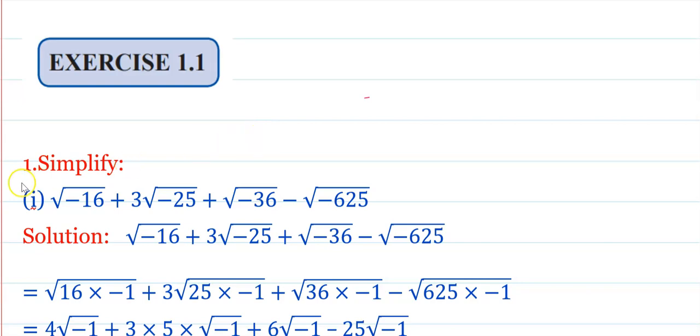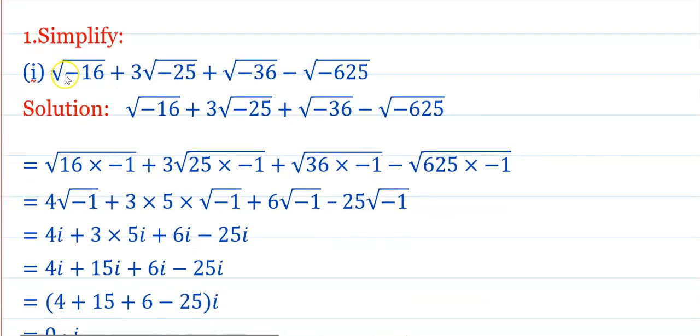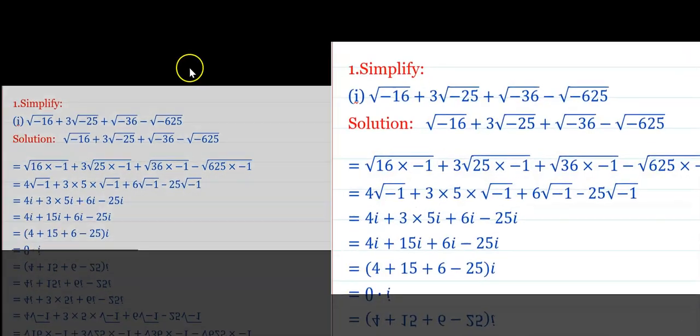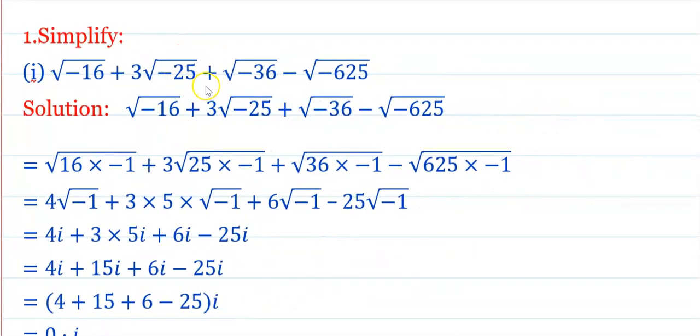Now let us start. Simplify root of -16 plus 3 times root of -25 plus 3 root of -36 minus root of -625. Okay, now this can be written as root of 16 into -1, plus 3 times root of 25 into -1, plus 3 root of 36 into -1, minus root of 625 into -1.